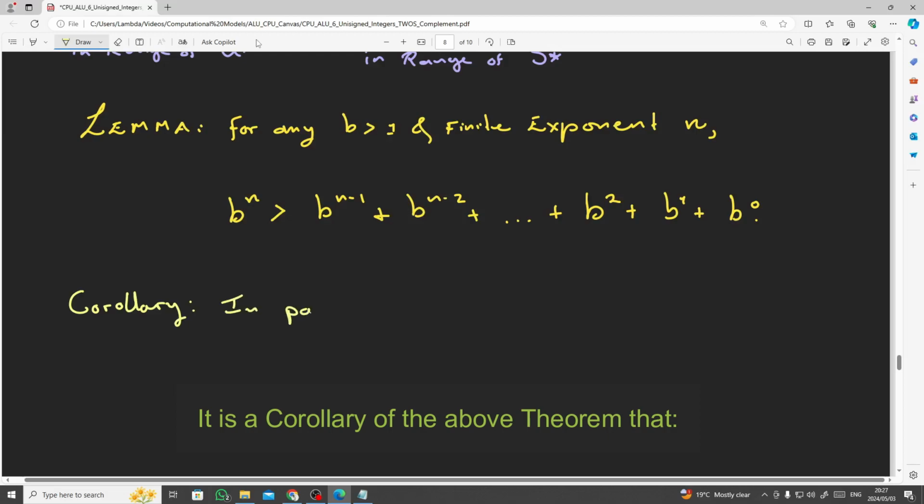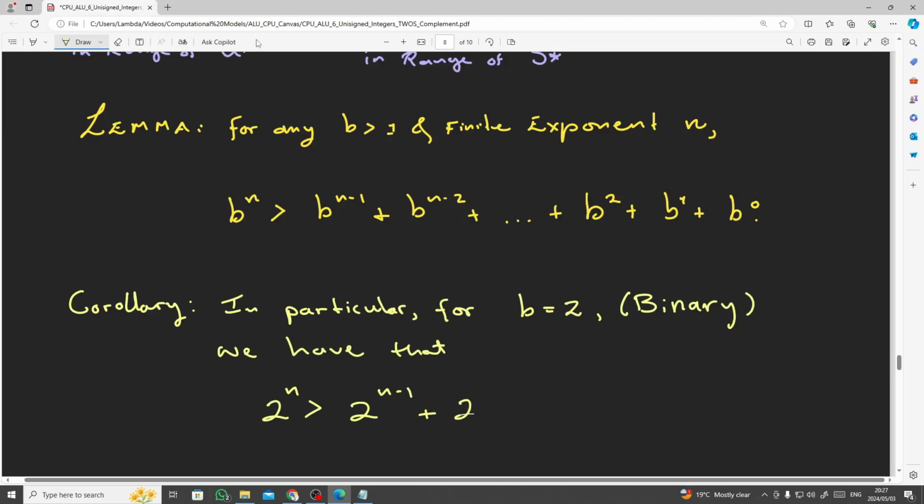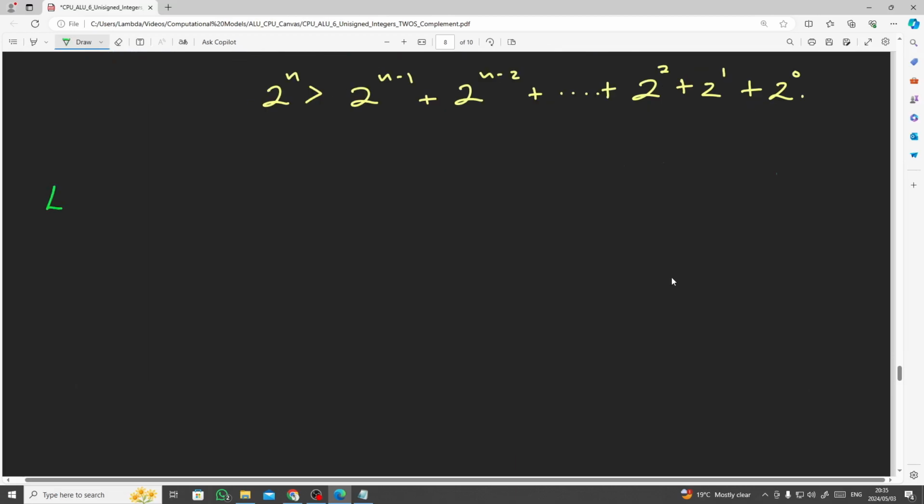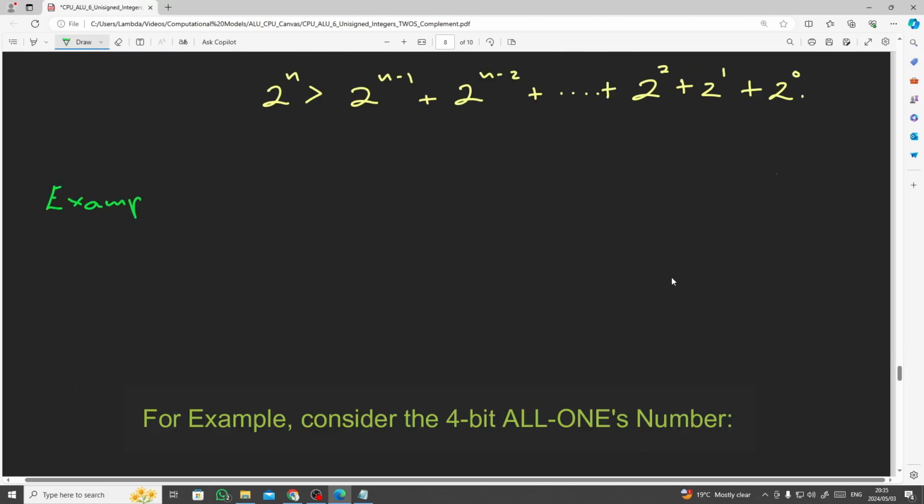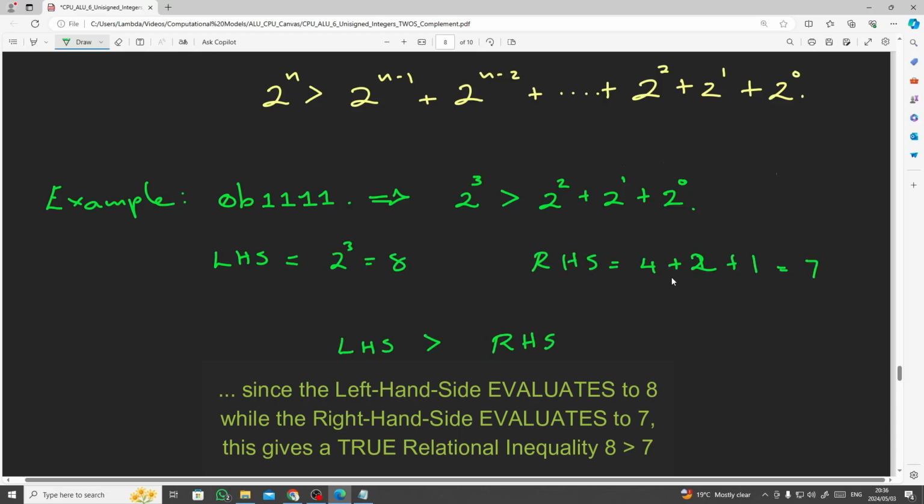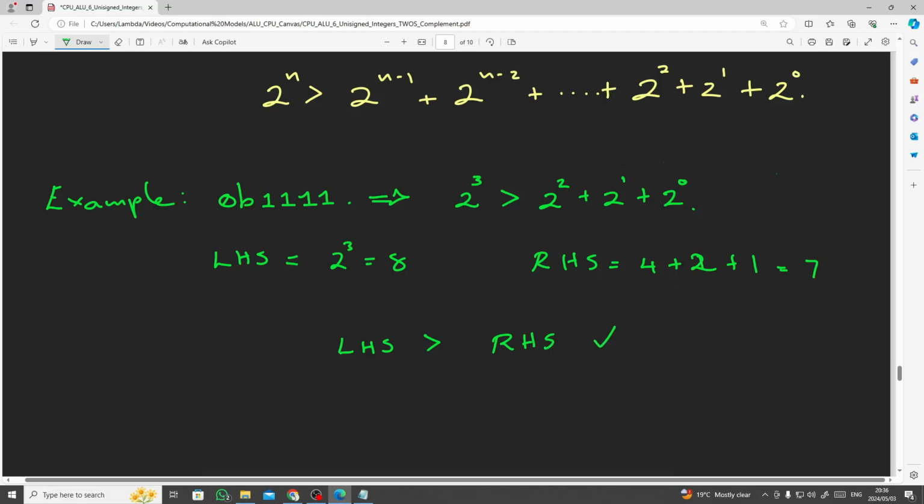From the above lemma, we obtain a corollary if we set the base b of the power series to 2. In the following example, we demonstrate the above lemma and corollary by comparing the highest power on the left-hand side of the inequality to the sum of the lower powers on the right-hand side to show that this inequality is true for this particular case.